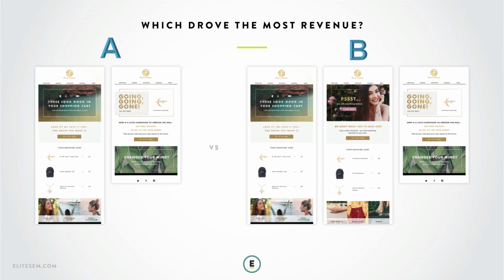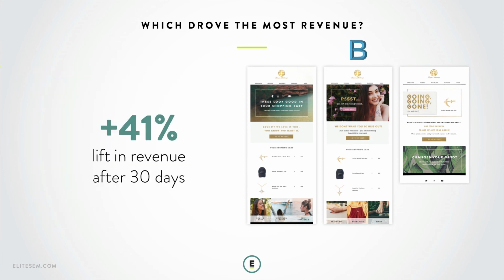And we also wanted to look at the other side and say, did we get any unsubscribes? Are people complaining that they're getting too many emails? Are people seeing emails back to back to back? Adding an additional email can sometimes be a little bit scary, and more is not always more. But in this example, B, across the board, the entire series drove a 41% increase in revenue after 30 days.